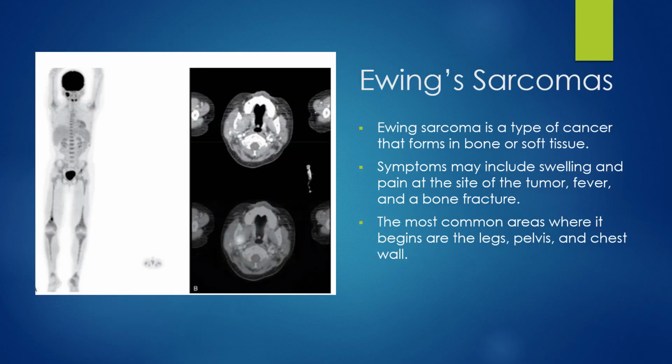This is an example of Ewing's. Ewing's sarcoma is a type of cancer that forms in the bone. Symptoms may include swelling and pain at the site, fever and bone fractures. The most common areas where it begins are the long bones of the legs, like the femur, the pelvis, or the chest wall. And this study here shows FDG avid tissue in the right mandible, right there in the jawbone, and a soft tissue component with masticator space in the patient that has Ewing sarcoma, and activity is consistent with disease progression. And then the CT scan is shown on the right side.